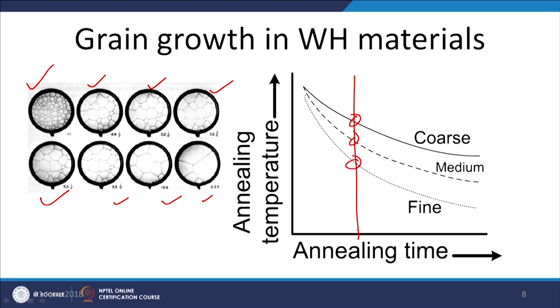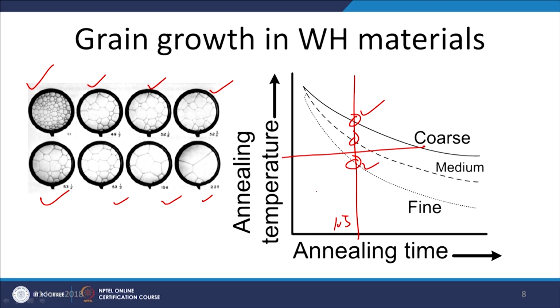Like annealing time is fixed, say for 10 seconds. So, if the 10-second exposure is given at lower temperature, then the grains will be fine, and otherwise increase in exposure temperature will be leading to the coarsening of the grains. Likewise, exposure of the metal for a given temperature and varying time or a varying exposure period will also be leading to the change in the grain size.